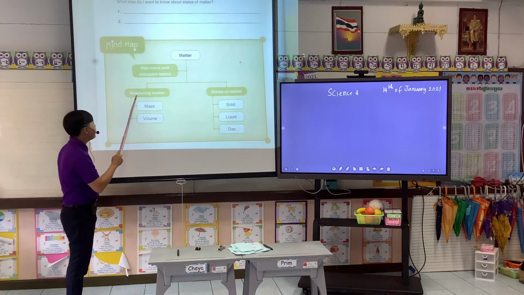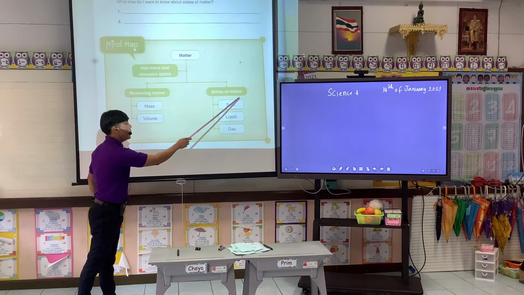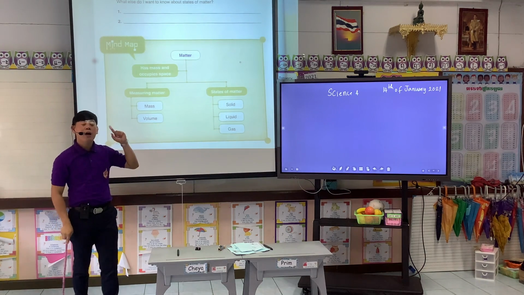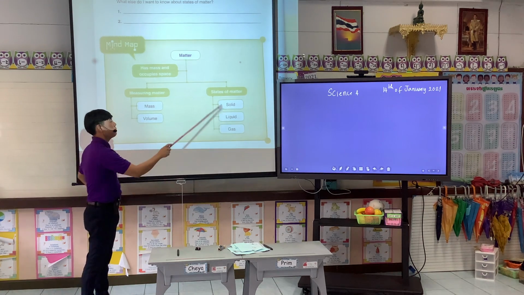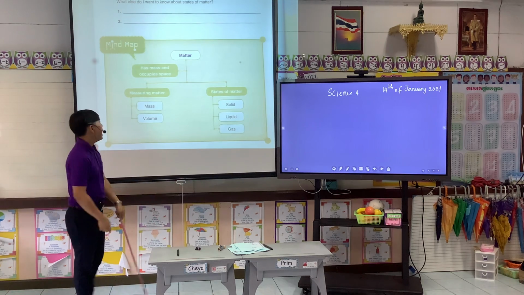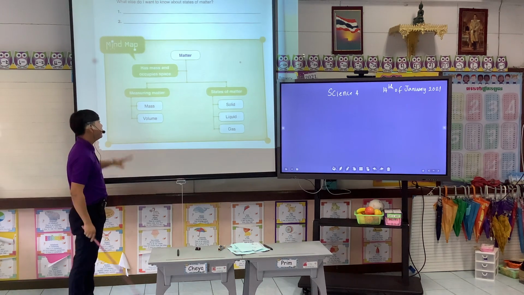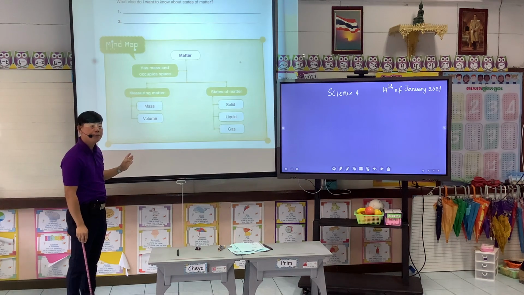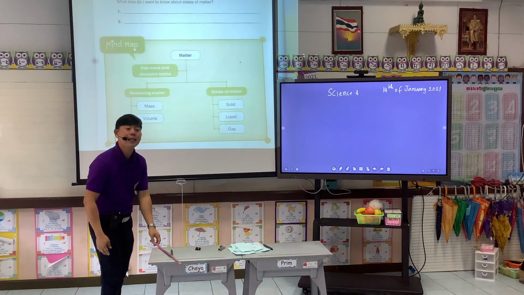Next, measuring matter, and how we can measure matter. States of matter. There are only three states of matter, as we have discussed: solid, liquid, and gas. Measuring matter is by mass and volume. We can measure matter by its mass and its volume. Do you understand? This is a short recap of our discussion last time.